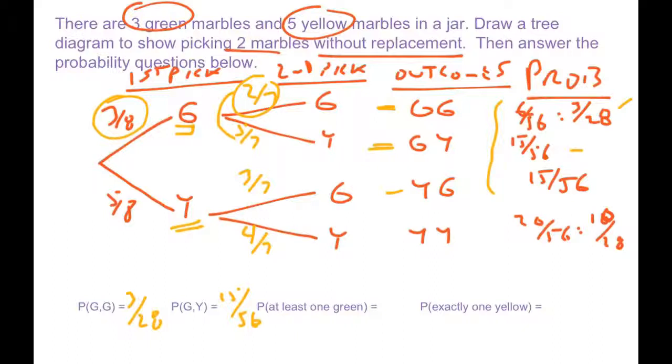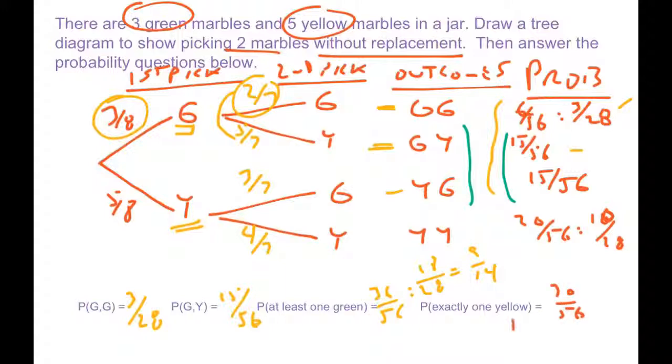6/56 plus 15/56 plus 15/56 is 36/56. Lowest terms will be 18/28, and we can reduce that more, 9/14. Exactly one yellow will be just those two, so just those two probabilities. And that's going to be 15/56 plus 15/56 is 30/56, which would reduce to 15/28.